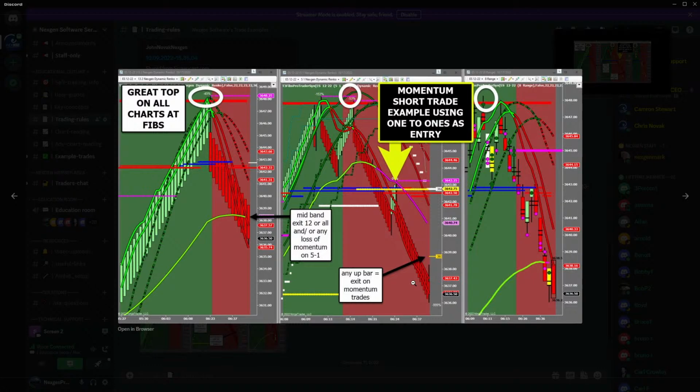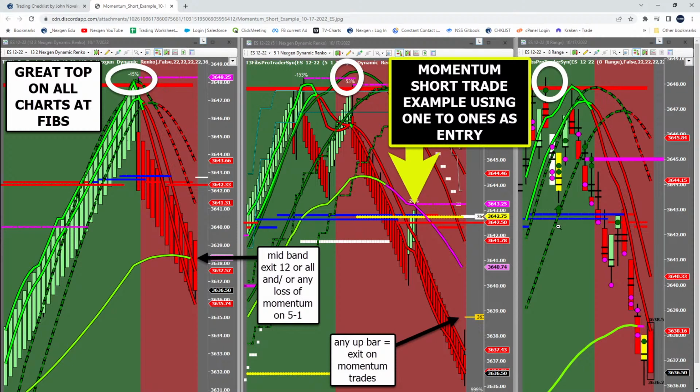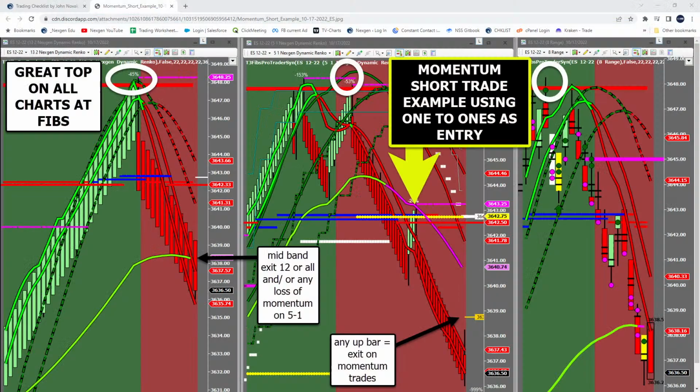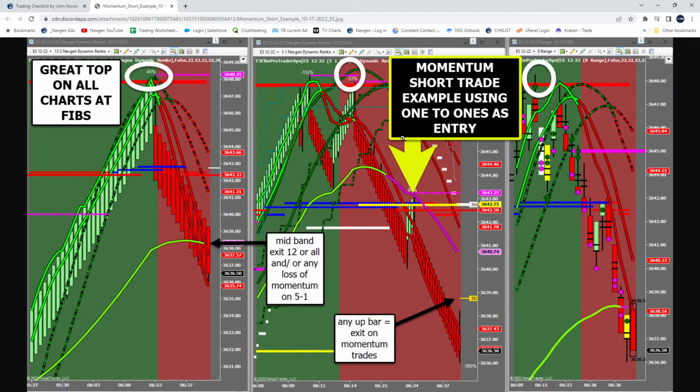And I think this one fits well. Here, let me just open this up. Can you guys see that better? There we go. So it has to be first. Here, let me get the Discord out of the way. It has to be first a great top on all charts at Fibs.